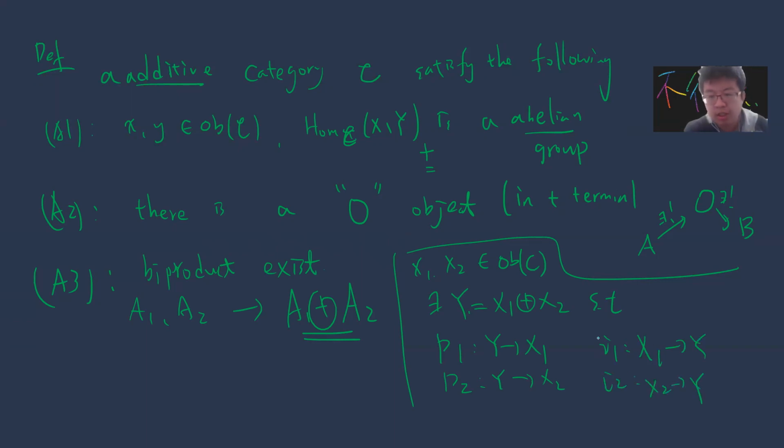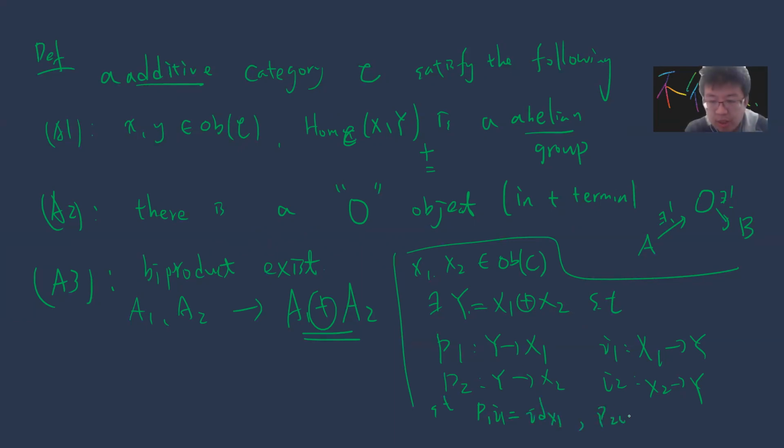These are all obvious in abelian groups. If you take C to be the category of abelian groups, then this is obvious, because you just take two abelian groups and take the direct sum. The first coordinate, second coordinate, and these are all projections. But abstractly, we need to write it down. So such that P1 I1 is the identity on X1.